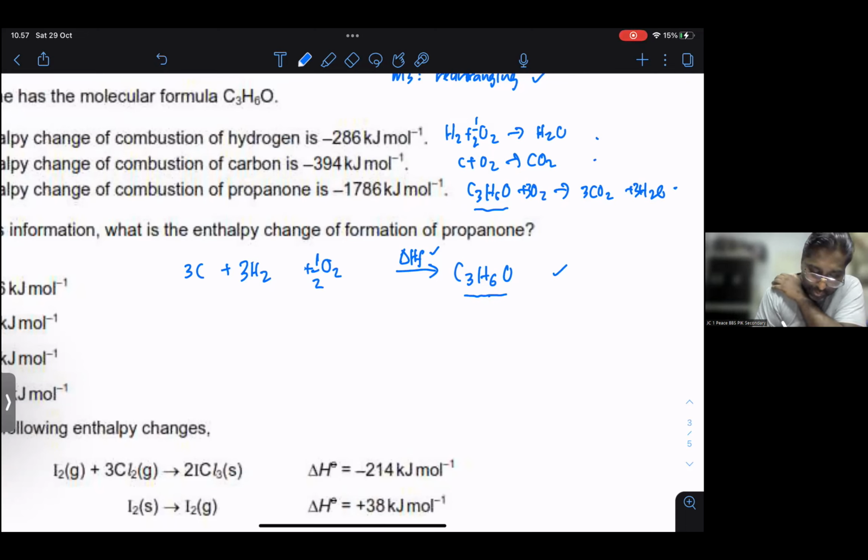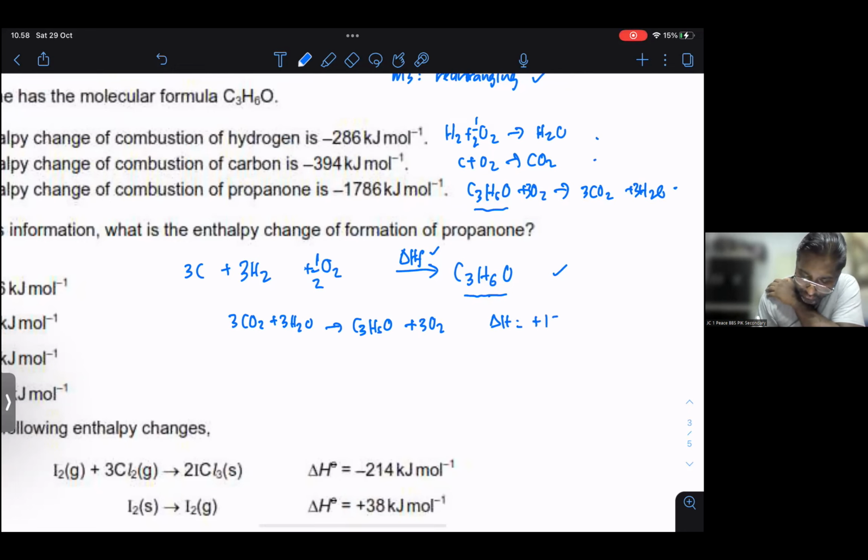So what I need to do is C3H6O plus 3O2 on the right. Now my delta H is no longer negative because I rearranged, so it's going to be positive 1786. Okay, so this is done. Then I'm not going to focus on oxygen because all three equations have oxygen. So I'm not going to focus on this.